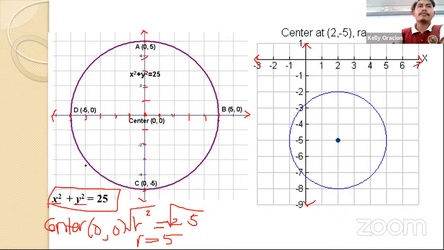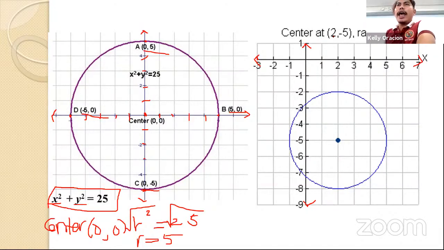Now, these endpoints, (5, 0), (0, 5), (-5, 0), and (0, -5), are the endpoints of your circle. If you connect all of the endpoints, you will create a circle. Okay? Let's have another graph. This is another graph.